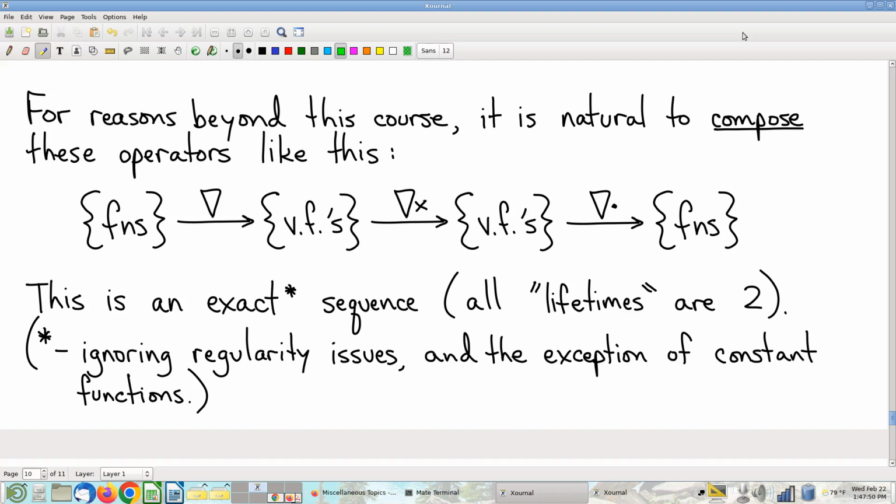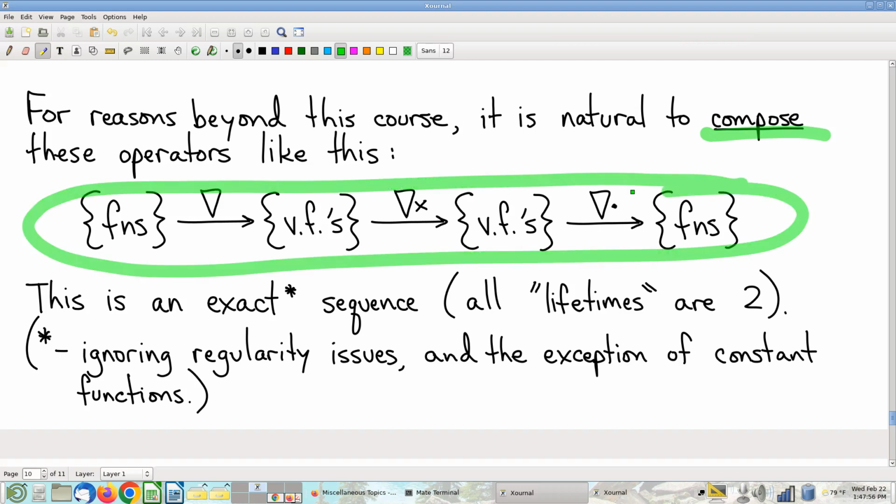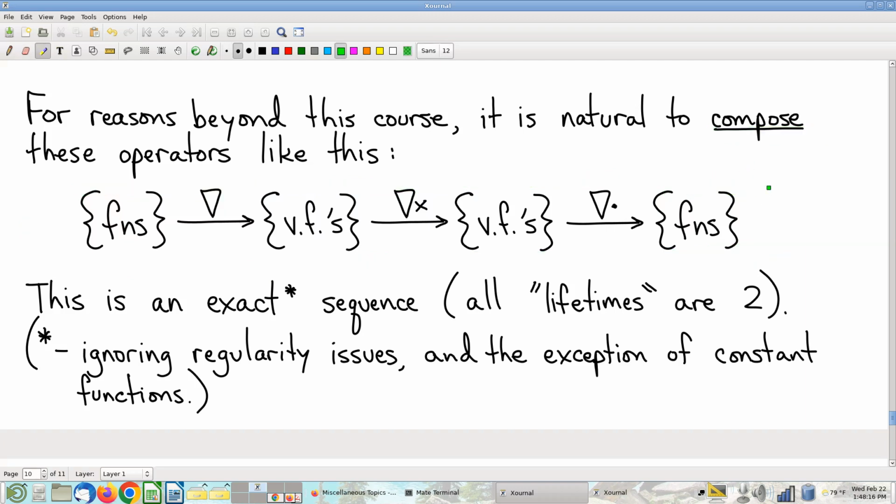So it turns out that it makes great sense to compose these 3 operators in this order. Now, why is that? Long story, and well beyond what we can comfortably do in this course. So I'm not going to tell you all that, but it turns out this actually makes great sense. Composing them specifically in this order: gradient first, feeding into curl next, feeding into divergence last. That specific order. So first thing I'm going to tell you about this is what we call an exact sequence.